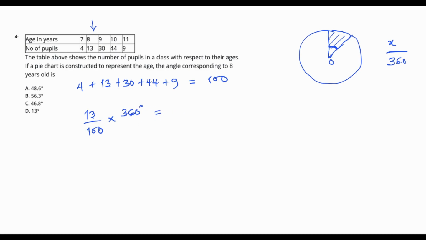So if we do that, this 100 cancels out to give us 3.60. So this is 13 multiplied by 3.60. And that will give us 46.8. So x is 46.8. That means this angle right here is 46.8. And the answer is C.